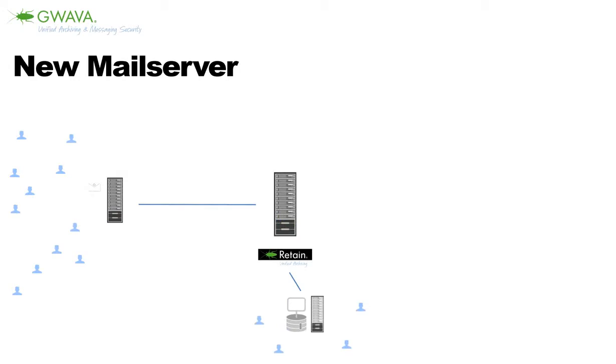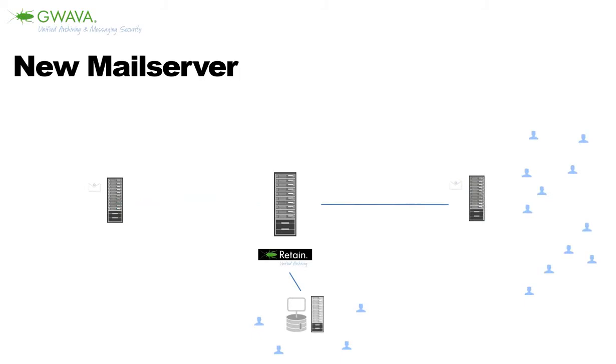Then set up the new server. Don't connect it to Retain. Migrate the users from one mail server to the other. Connect the new one to Retain. And shut down the old mail server.